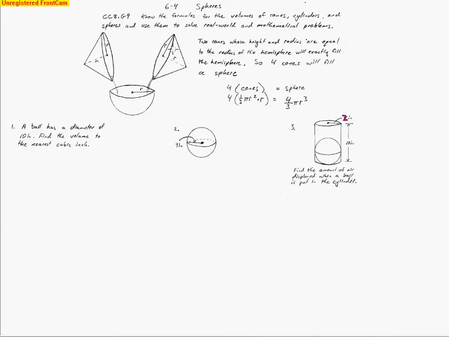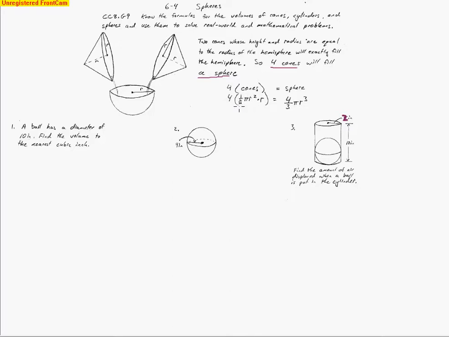And so if two cones, again with the height being the radius, and the radius of the circle that represents the cone's base being the same as the radius of the hemisphere, if that's the case, then two cones exactly fill one hemisphere. So that means four cones will fill a whole sphere. And so that's why we take this formula for the cone.